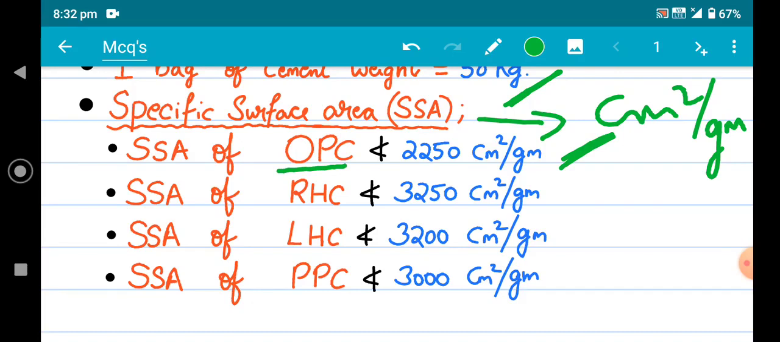Coming to second one, the specific surface area of rapid hardening cement should not be less than 3250 centimeter square per gram. RHC means rapid hardening cement. Third one, specific surface area of low heat cement, LHC means low heat cement. It should not be less than 3200 centimeter square per gram. Coming to fourth one, specific surface area of PPC means Portland Pozzolana cement. It should not be less than 3000 centimeter square per gram.